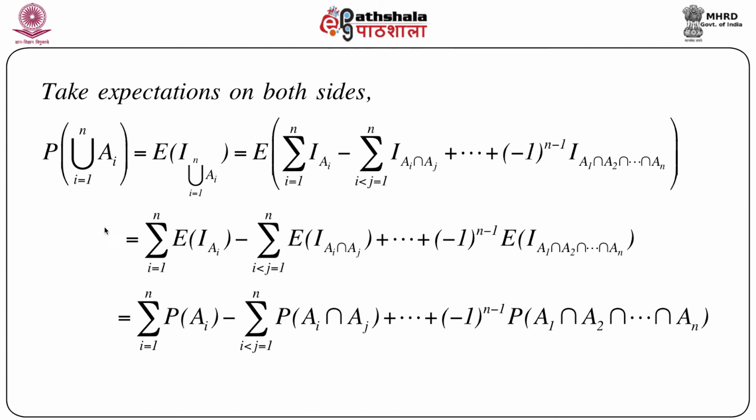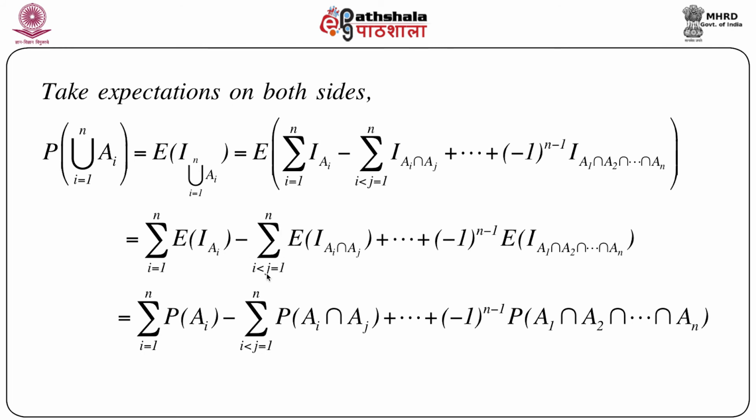If you take expectations on both sides, we are left with the probability of the union of Ai, i equals 1 to n, which is nothing but the expectation of I of the union of Ai, equals the expectation of summation I of Ai minus summation over i less than j of I of Ai intersection Aj, and so on. And we can take the expectation inside the summation sign, since it is an expectation of a sum of finitely many terms. So summation i equals 1 to n of the expectation of I of Ai, which is nothing but the probability of Ai.